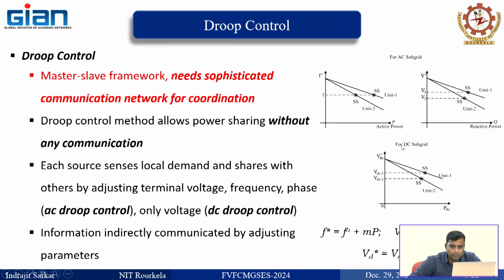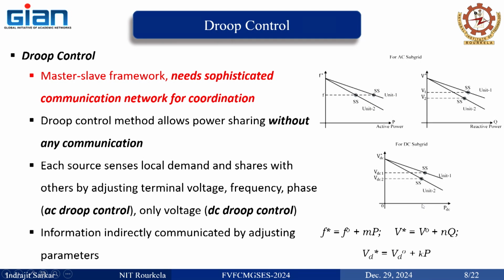So here you can see for DC subgrid, if you have DC and you have two sources, then based on how much the voltage is, you can see for different voltages you have different power as well, but for the same power you need different voltages. That is the droop characteristics. So for the same power you will have different voltages, or for the same voltage you will have different powers. Based on how much power you need from that source, the voltage of that source will be adjusted, or whatever is connected to the grid.